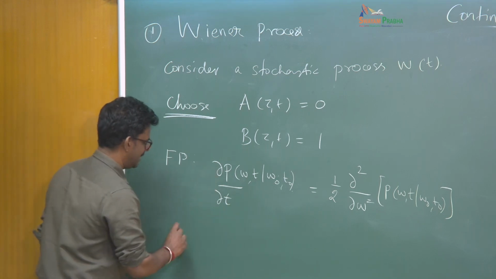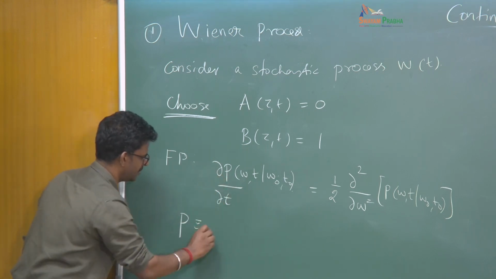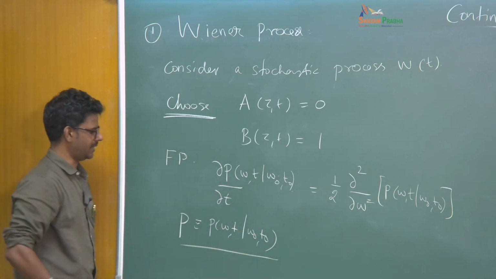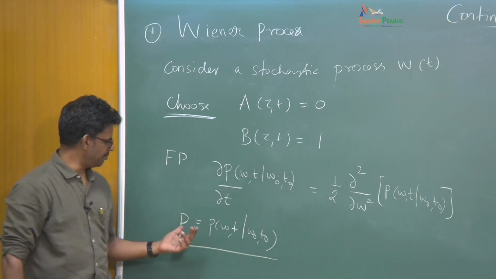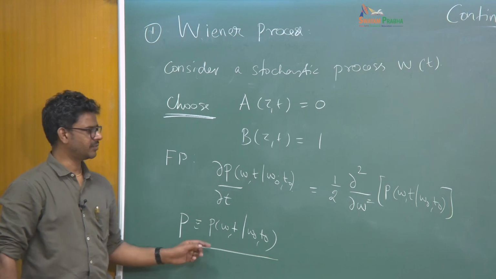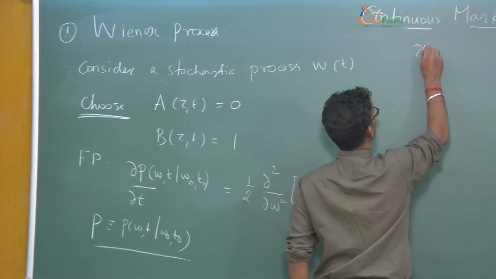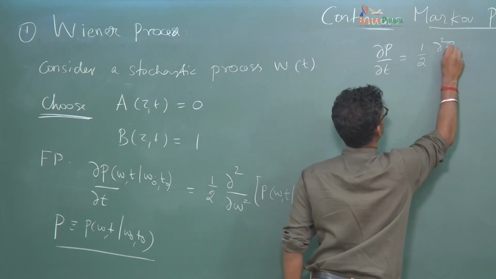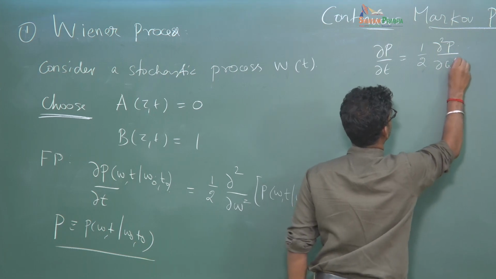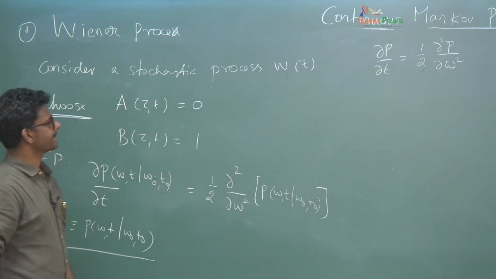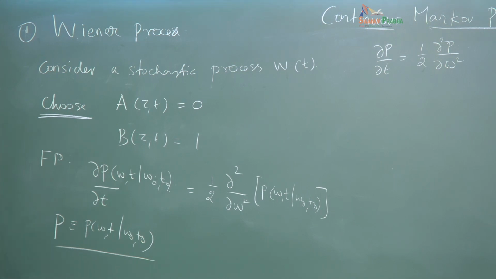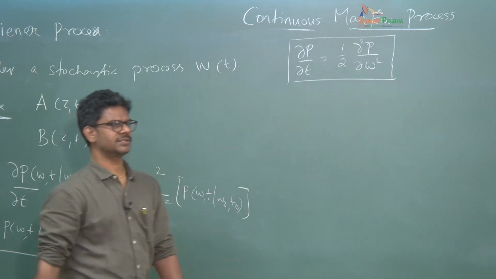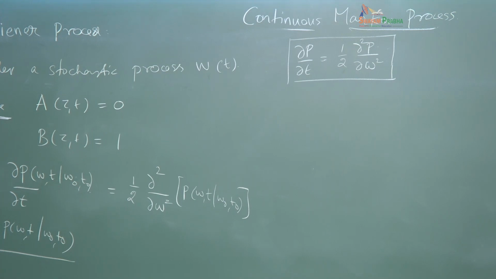This looks a little bit lengthy, so we will just say P is nothing but this conditional probability P. Subsequent to this I am going to use only P to denote this conditional probability. Then we have basically ∂P/∂t equals 1/2 ∂²P/∂w². That's the governing equation. This is the governing equation for a continuous Markov process with the mean or drift being 0 and a constant diffusion.